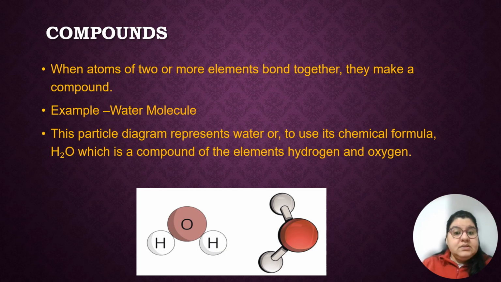Next is compounds. When atoms of two or more elements bond together, they make a compound. These clusters of strongly bonded atoms are called molecules. See how they are represented by two circles of different size and color that are joined together. Please have a look at this image.